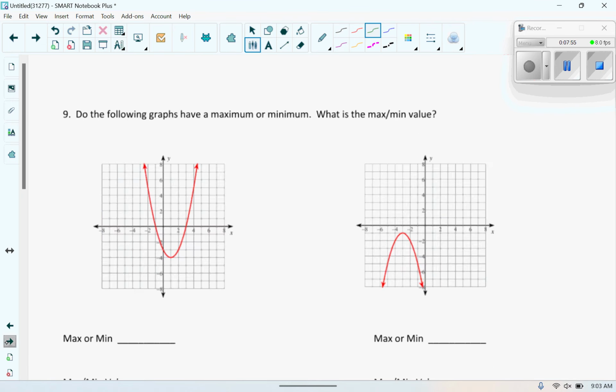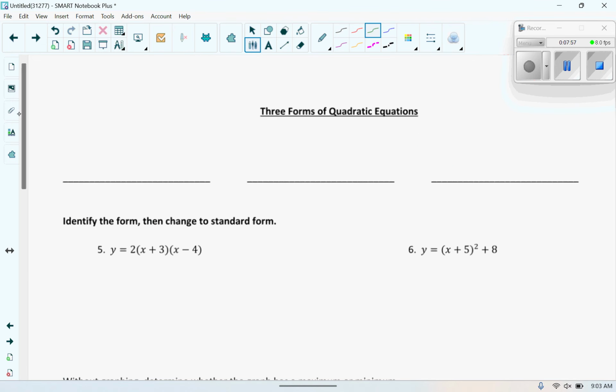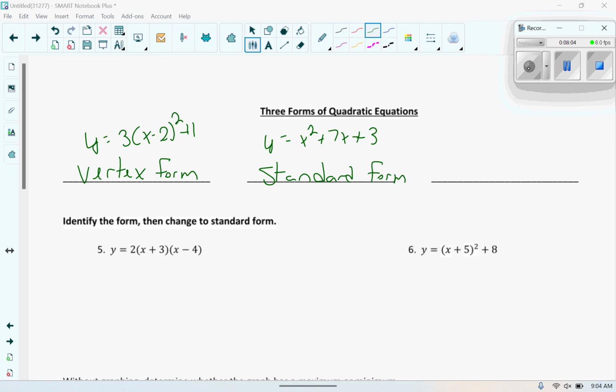Okay, the next part we're going to jump to is the 3 forms of quadratics. So we've talked about these 2 forms. Vertex form is great because you can find the vertex really easily. You can just look at it and say, okay, my vertex is 2, 1, and we can take it from there.